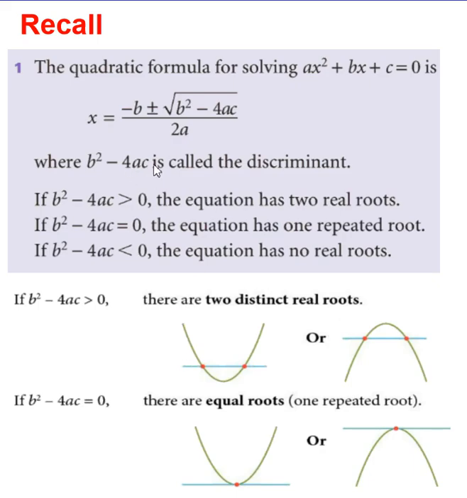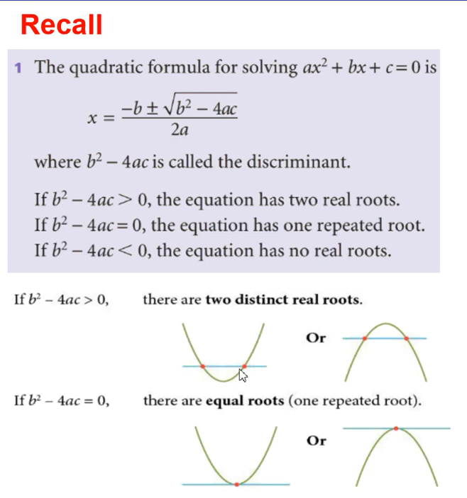So let's recall a few concepts of discriminant. When we're talking about discriminant, what do we mean? In the quadratic formula, this portion, which is b squared minus 4ac, is called the discriminant. Why? Because it helps you to identify what type of roots you will have. If the discriminant is greater than 0, the roots are real, and there are 2 distinct roots. If the discriminant equals 0, the equation has 1 repeated root.